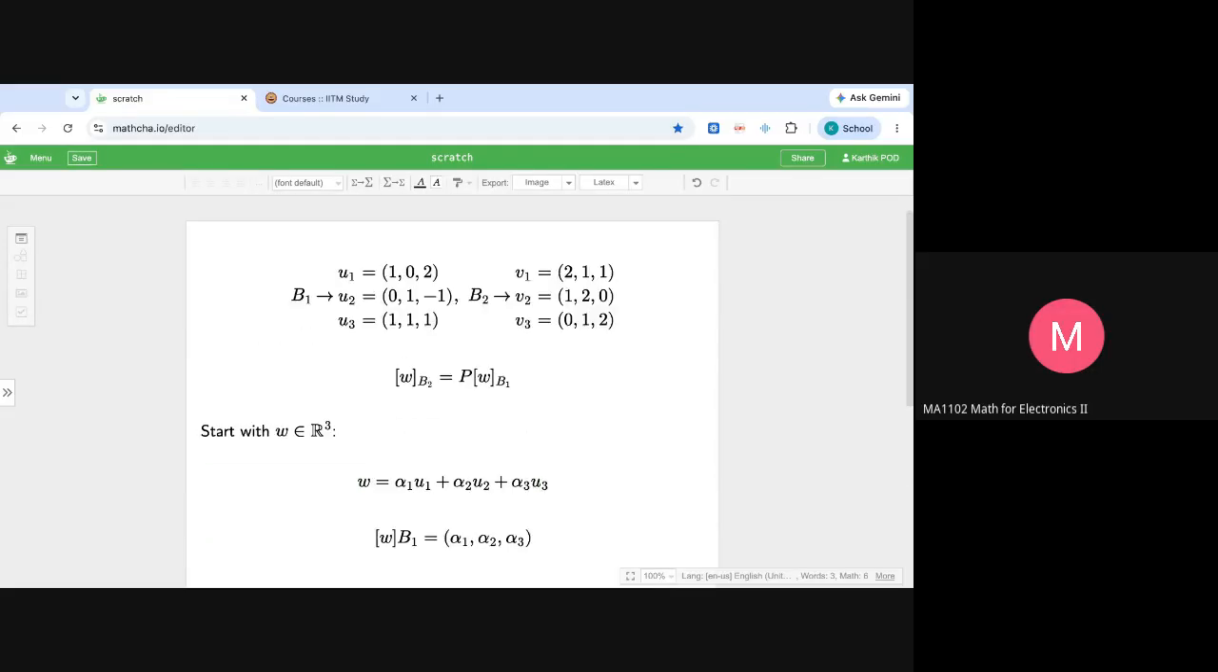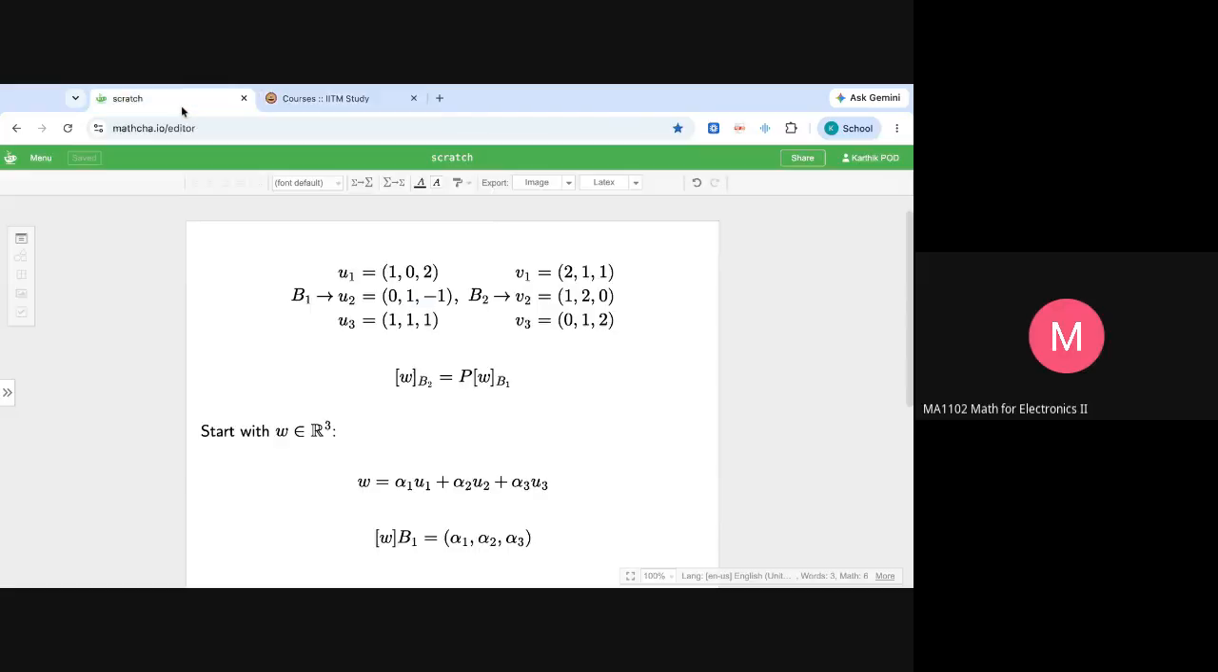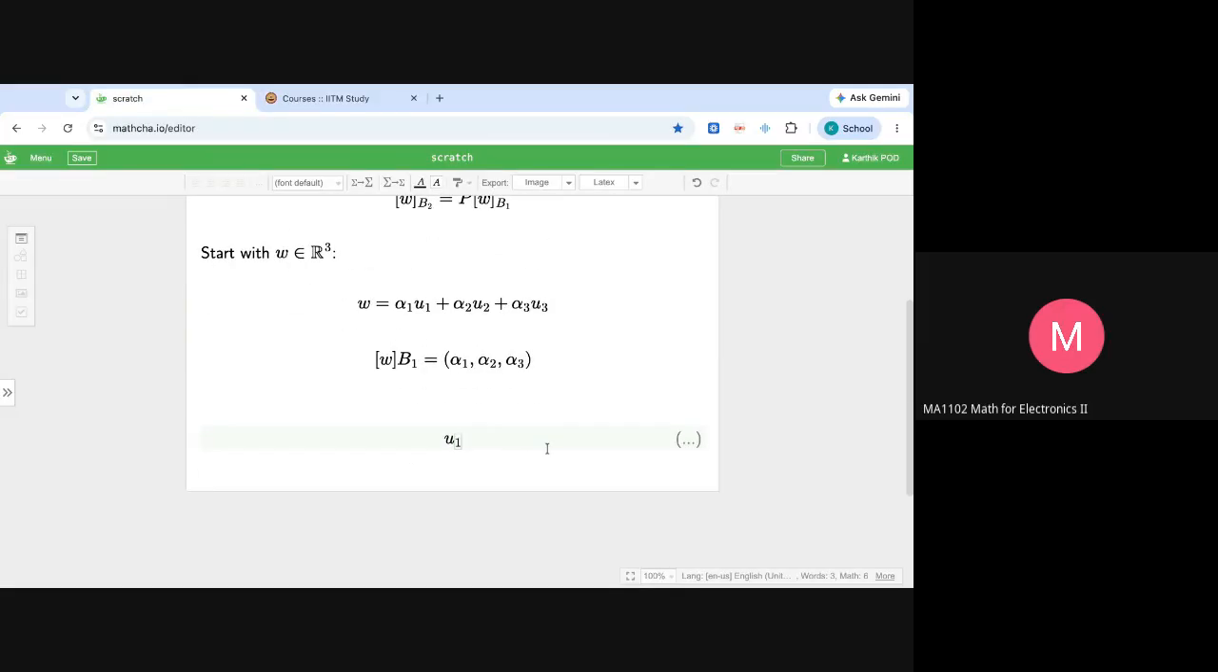So if you want to see P, P is something which takes a vector in B1, which is expressed in B1 terms. So first of all, U1 in B1 will just be 100. And U2 will be likewise, U2 in B1 is 010, and U3 in B1 is 001. So this is whatever is in B1.